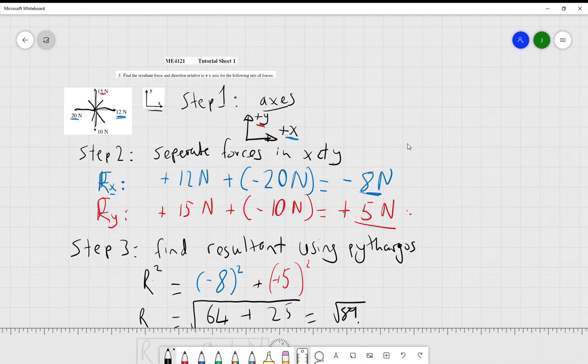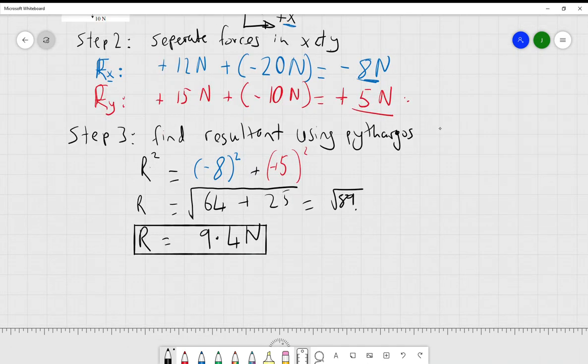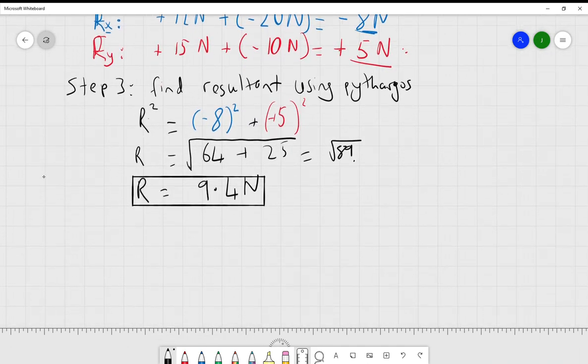But here's the question, what's the direction? That's why it's really important to have the direction, because we don't know where that 9.4 newtons goes, we just know that it's going to be a force vector that is 9.4 newtons. So we don't know that yet. That's why we need to do the next step, which is find the angle. So step 4 is find direction. So how do we do that?